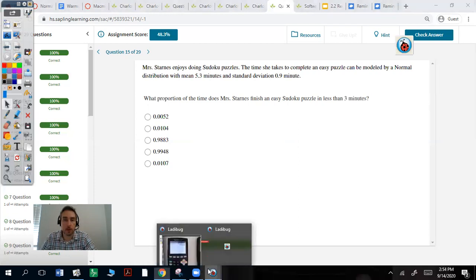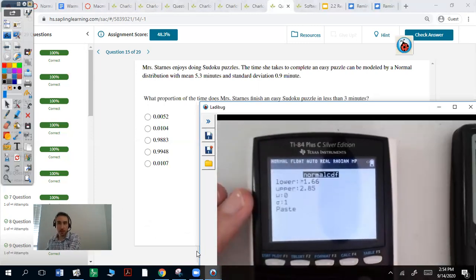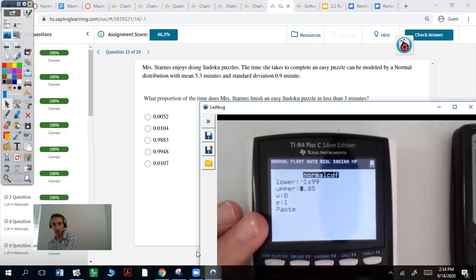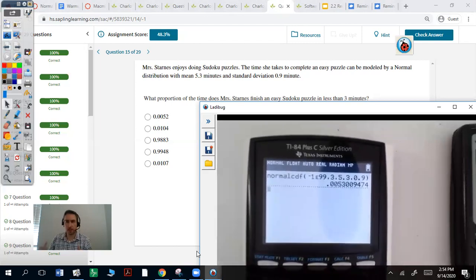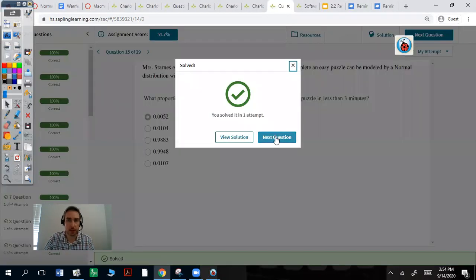So we're going to put it right in here. Second vars, normal CDF, less than 3. So that means you want negative infinity up until 3. So negative 1 E99, upper being 3, and your mean is 5.3, and your standard deviation is 0.9. See how easy this is? You just type it in. So yeah, that's about 0.53%. The closest one I got here is 0.52. At that point, it's pretty negligible, the difference.